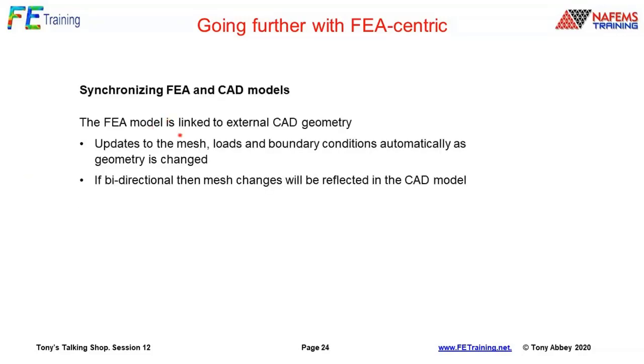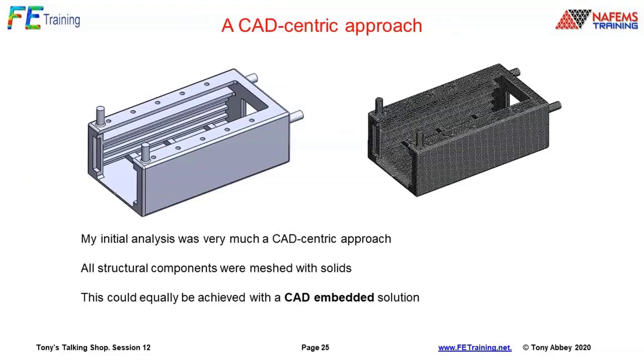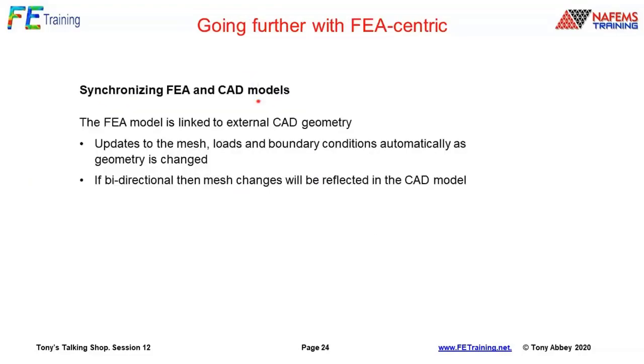Synchronizing FEA and CAD models, a lot of people are doing this. So basically, the FEA model is linked to the external CAD geometry. Driving the CAD geometry, you update that, and then the mesh loads and boundary conditions on the FEA side are automatically updated. If it's bidirectional, which is tougher, then mesh changes can be reflected back into the CAD model. So again, a lot of movement, a lot of interesting development in these kind of areas. So it's basically this going further is trying to say, let's get towards something which is slicker, faster, and perhaps more attractive to designers, which is the particular thesis I'm talking about here.